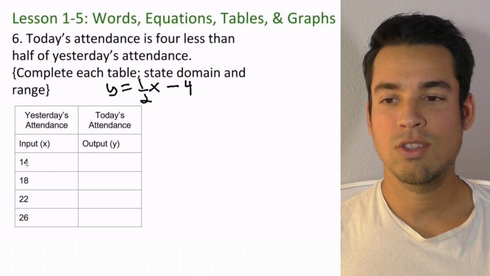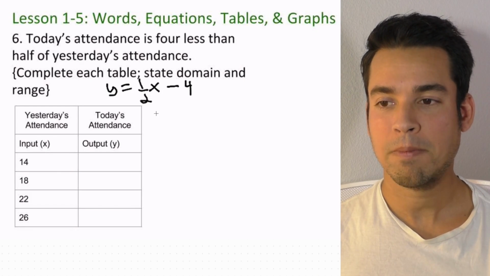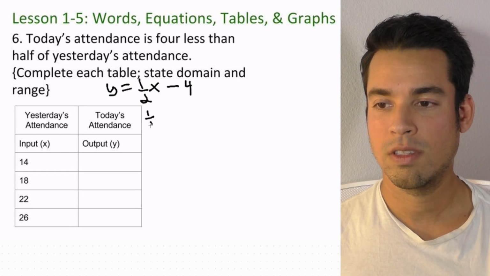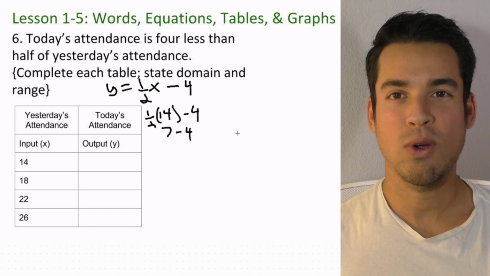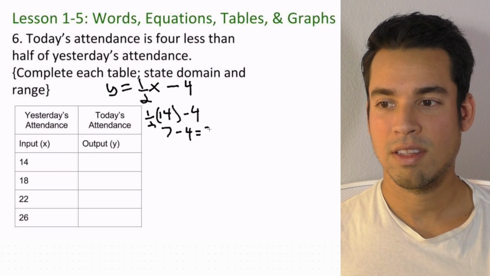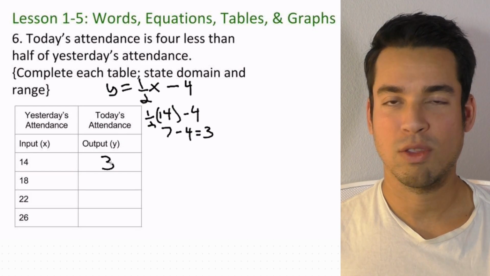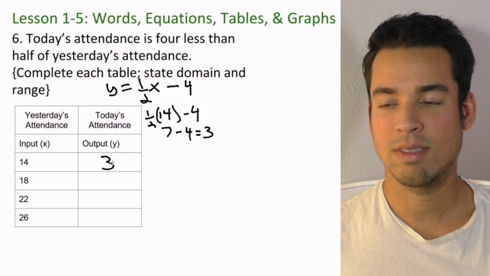Now it's a little bit easier to come up with our y values since we have this function. So when x is 14, what is y? Well, we plug it into this function. We say, oh, it's half of 14, minus 4. Well, what's half of 14? That's 7 minus 4, and that gives us 3. So then we go ahead and plug 3 into this table.